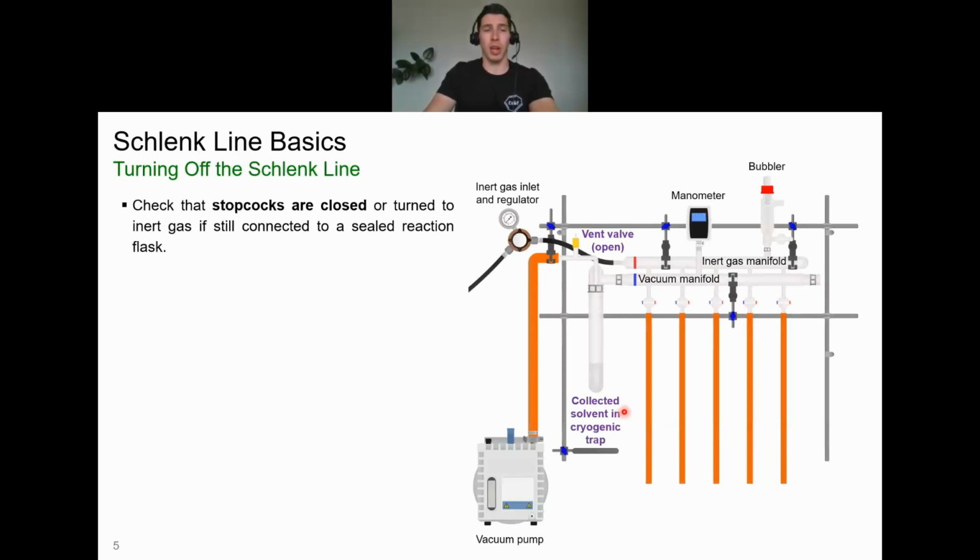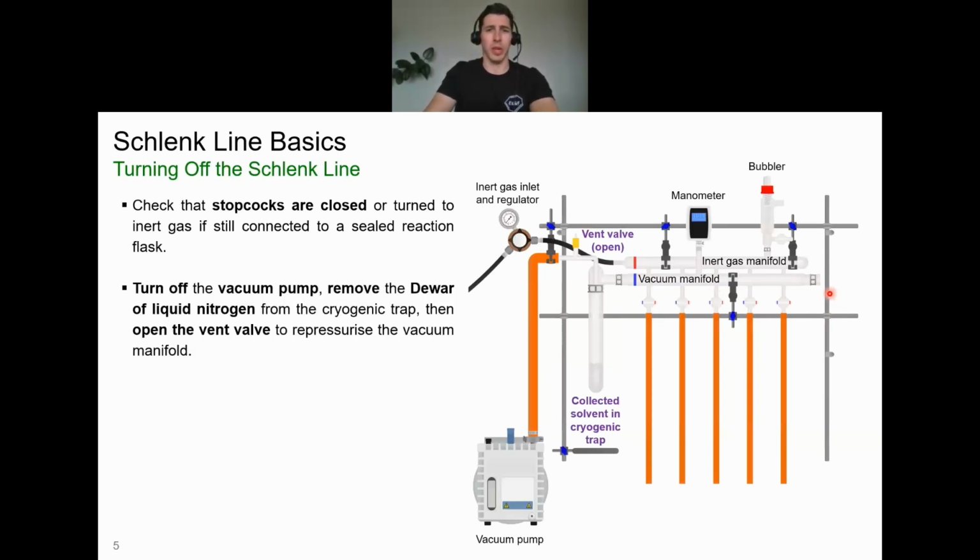When you're turning off the Schlenk line at the end of your day, then we do many of the steps in a similar backwards order. Again, you want to make sure that the stopcocks are closed or turned to inert gas if we're leaving a reaction to run overnight. We turn off the vacuum pump, remove the Dewar of liquid nitrogen, and then open the vent valve to repressurize the vacuum manifold.